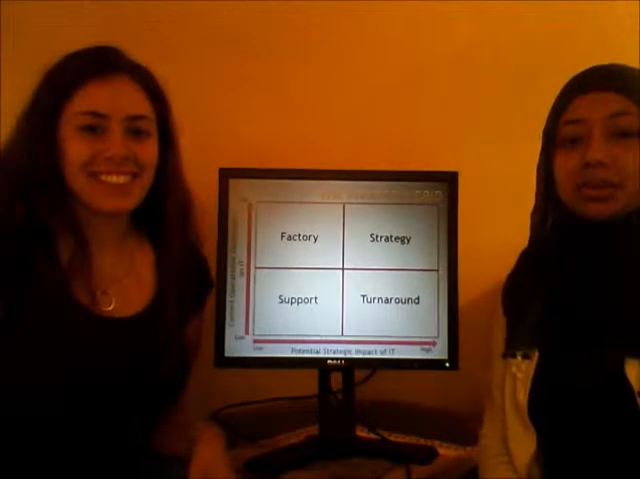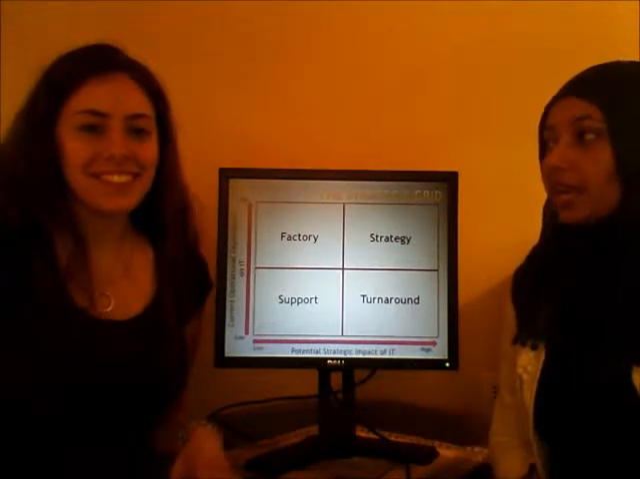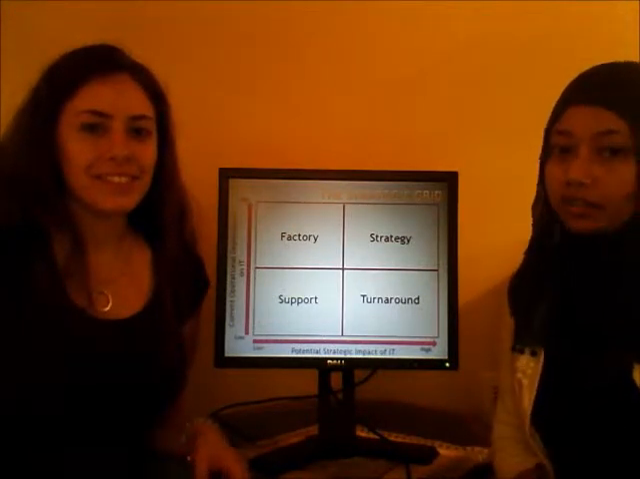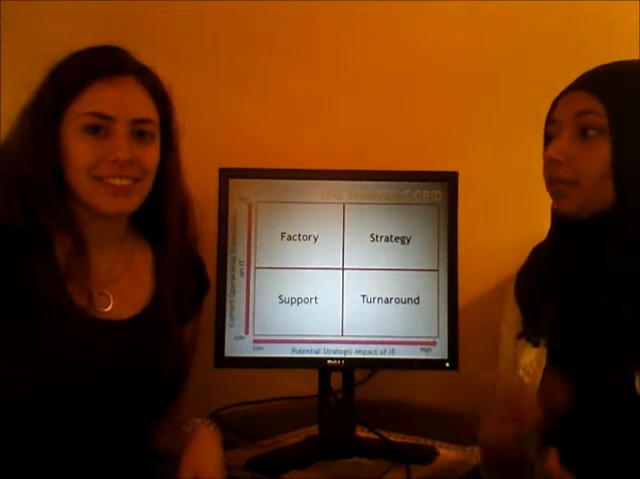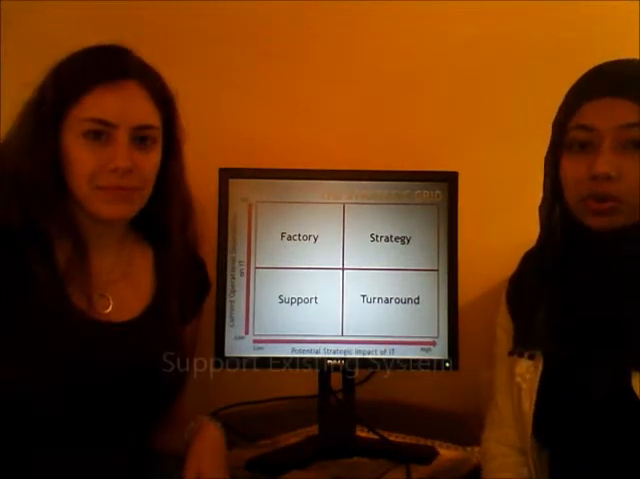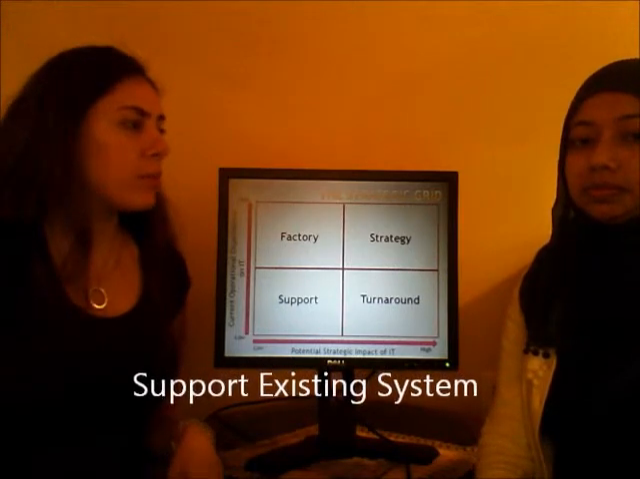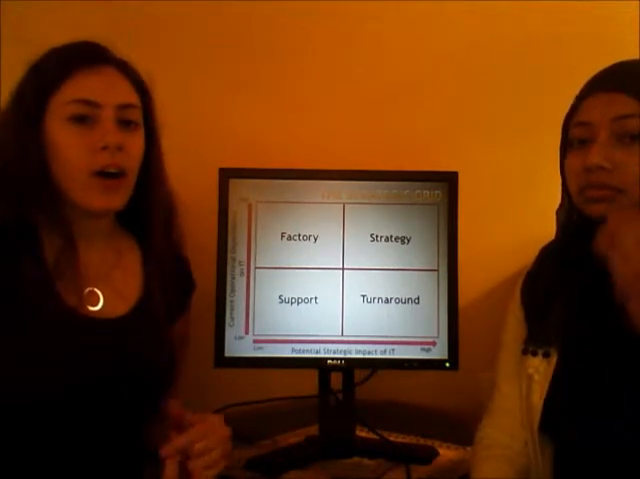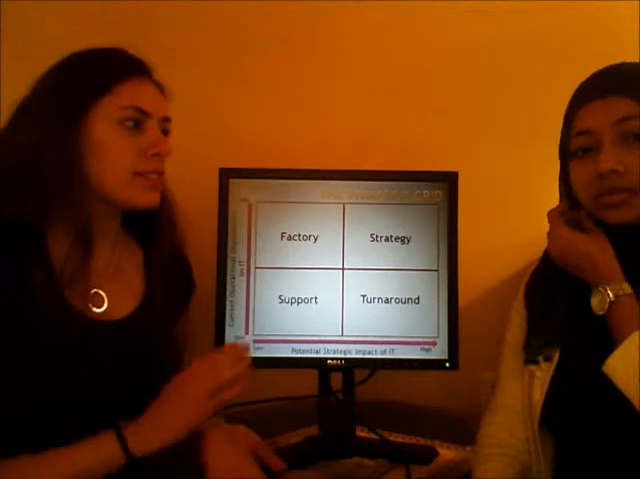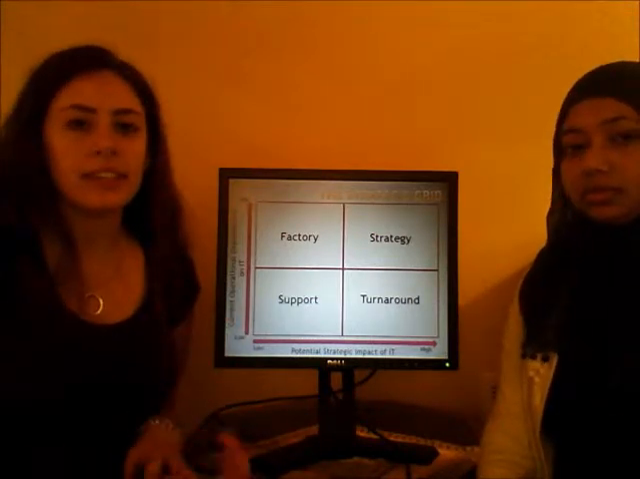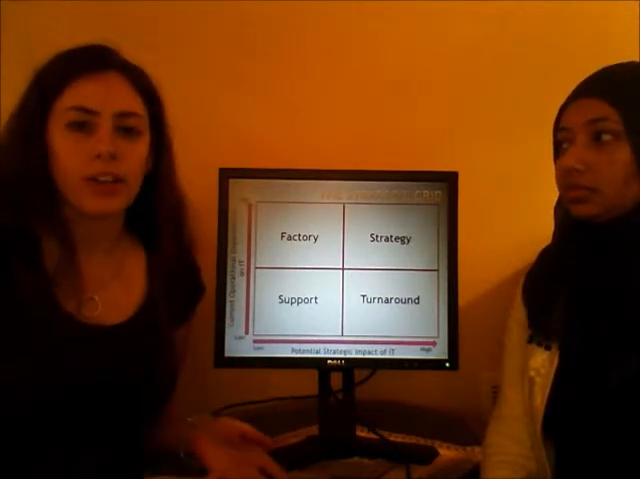In this scenario we'll be talking about the support quadrant. I am going to play the role of management, and then Diane will play the role of the IT in the business world. Now, in the support quadrant, I wanted to tell Maliha that all we do is support their existing system. We don't give them any new ideas. Whatever they tell us to support, that's all we do.